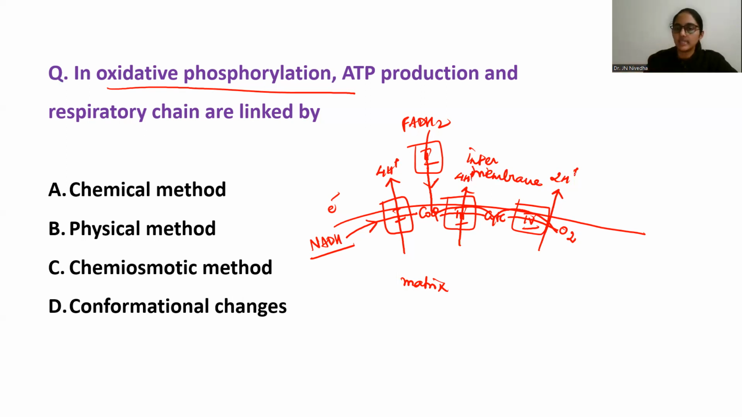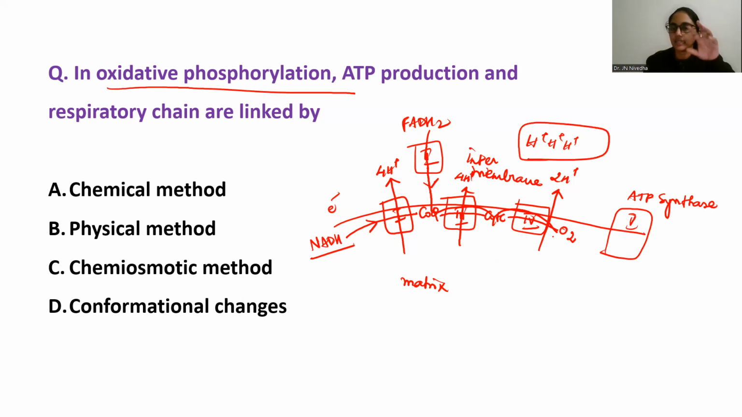Now, there are so many protons in the intermembrane space now, is it not? We have another complex which is called complex 5 or the ATP synthase complex. So now what happens, there is a proton gradient which is formed between the intermembrane space and the matrix, is it not?